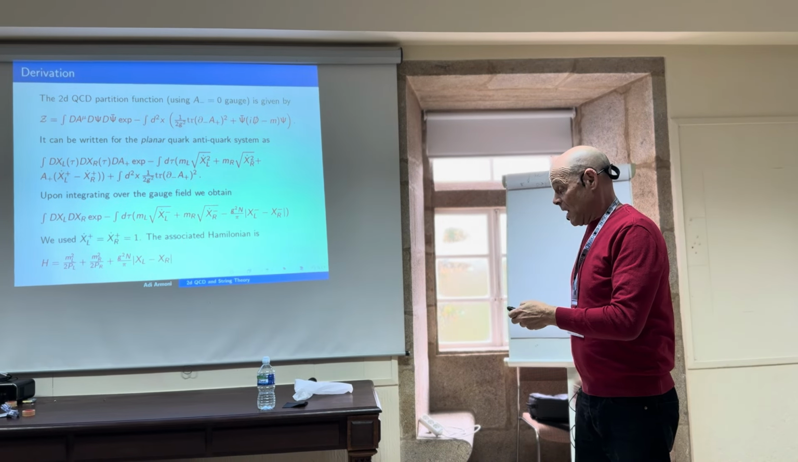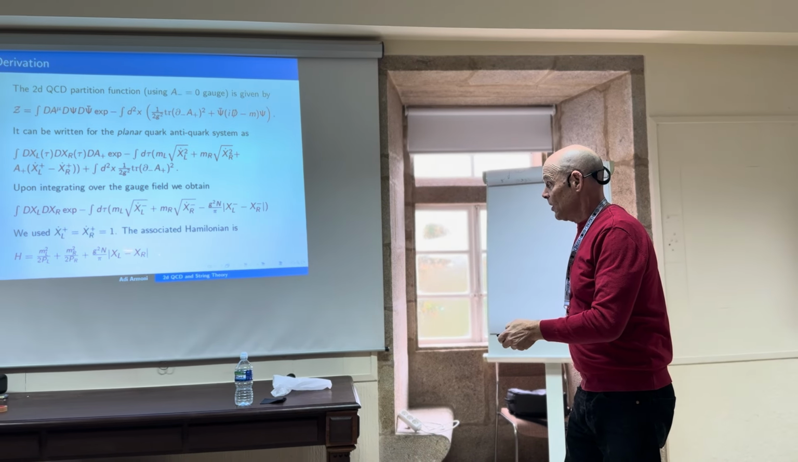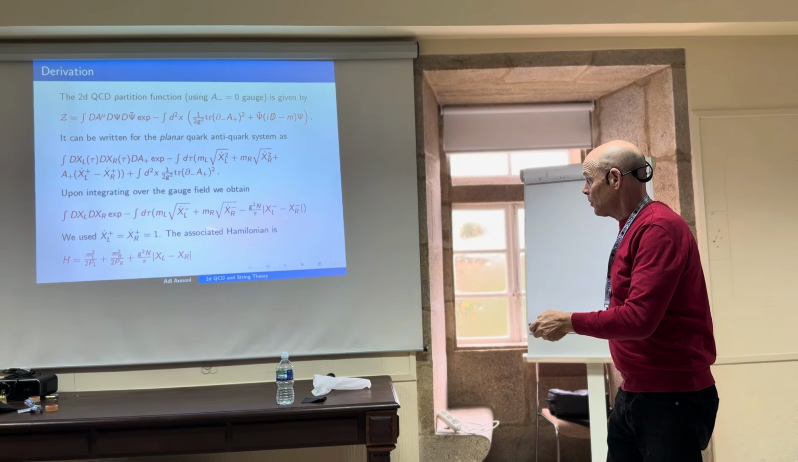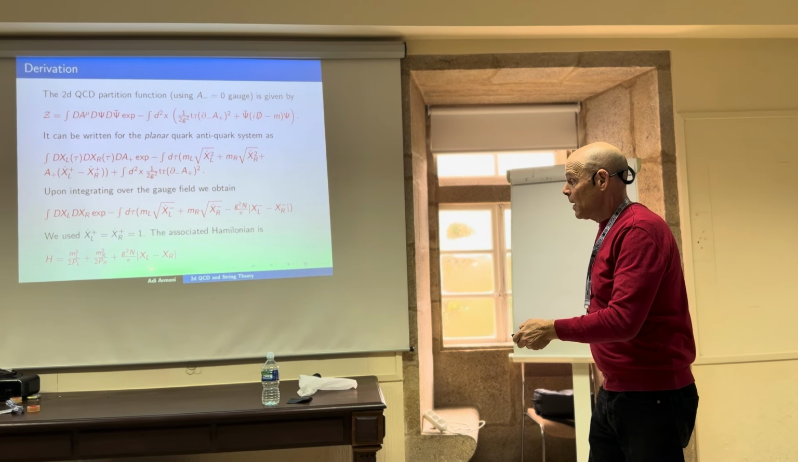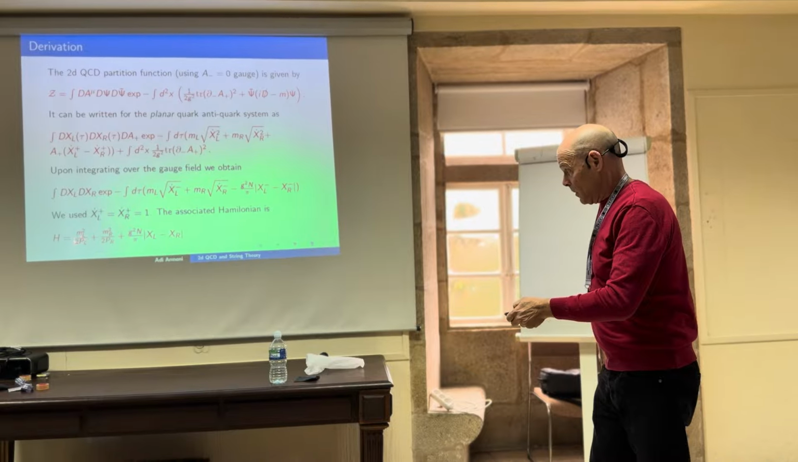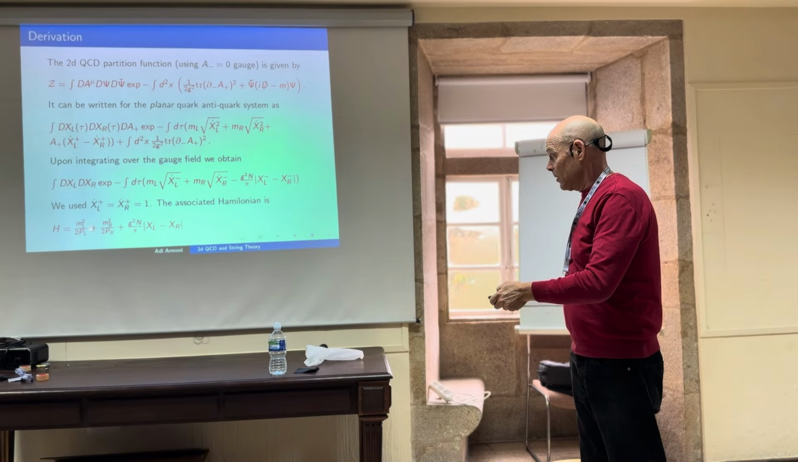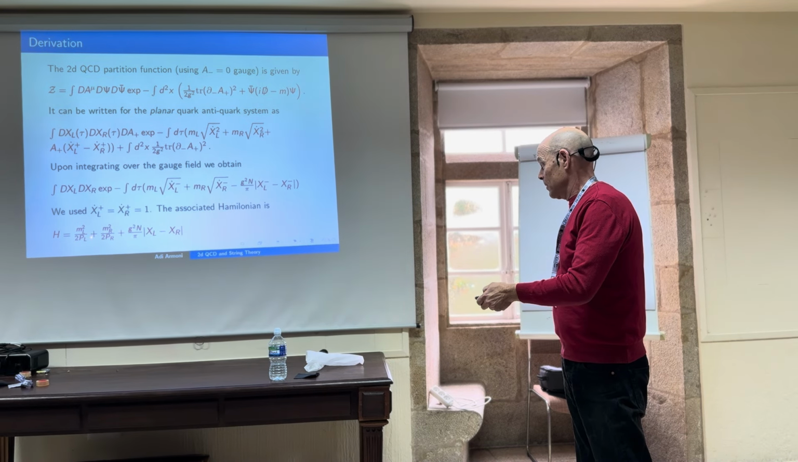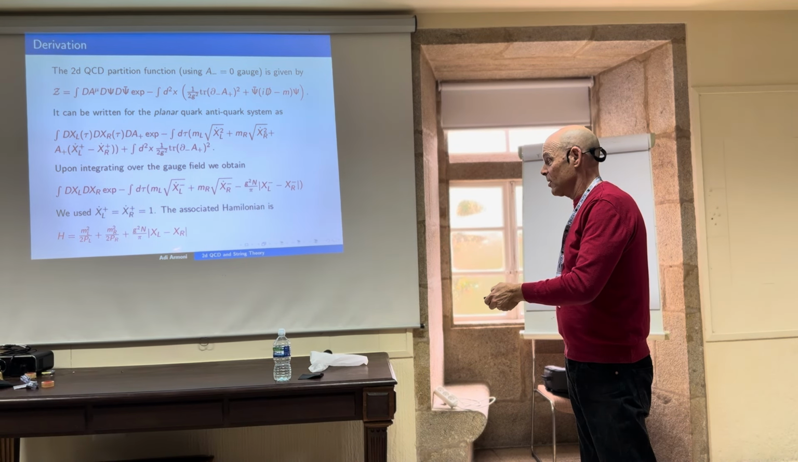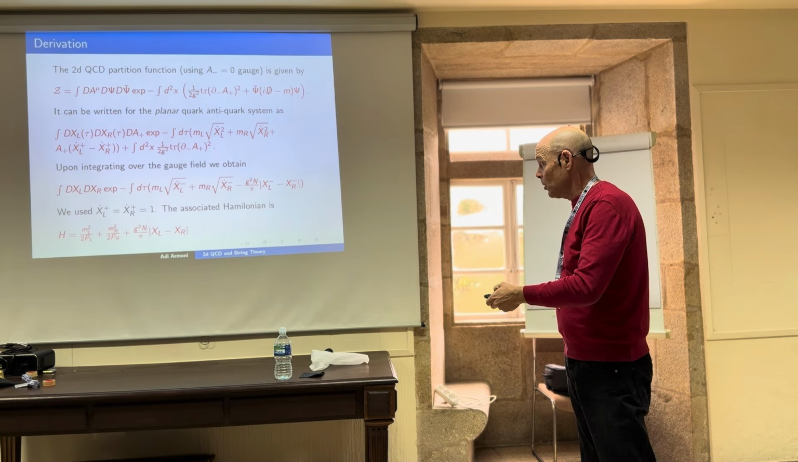The Hamiltonian of the system is this. If we look at this Lagrangian, we write the Hamiltonian, and that's the Hamiltonian. This part is the light cone Hamiltonian: a quark and anti-quark with their masses and a linear potential between them.